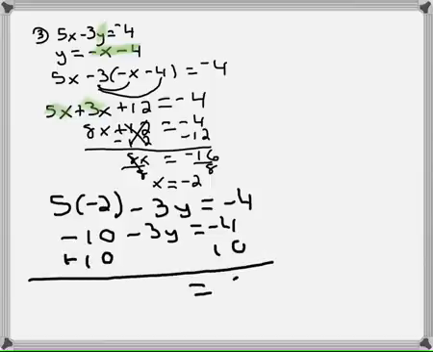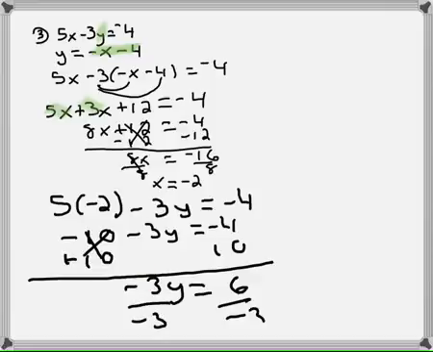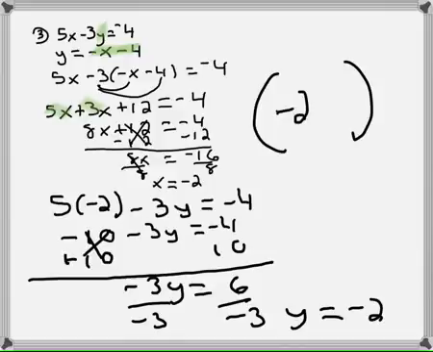This is going to give me 6. Negative 4 plus 10 is 6. And over here, this is 0. So I just have negative 3y left. How do I get rid of the negative 3? I divide by negative 3 here, and I divide by negative 3 here, and y equals negative 2. My final answer is negative 2, negative 2. Copy down number 4.